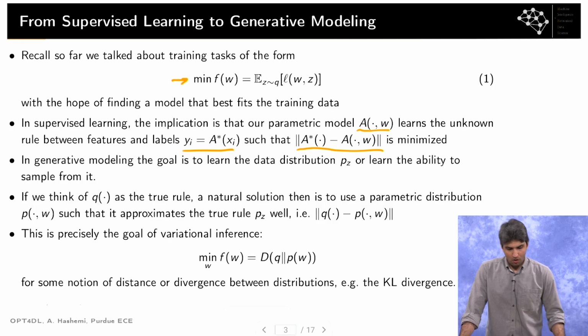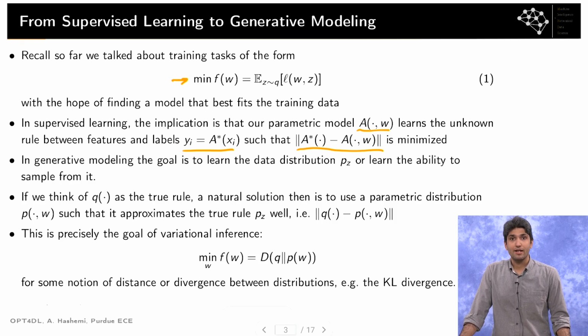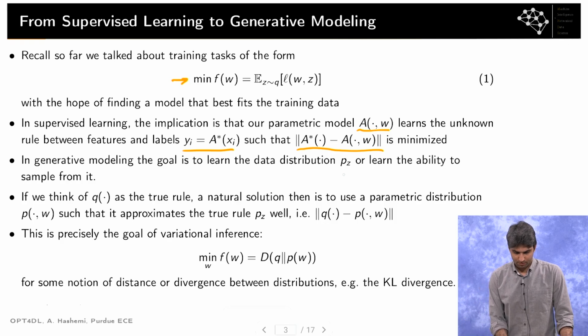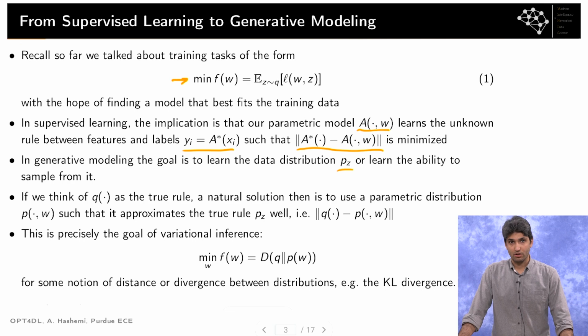Essentially this is the quantity that we are minimizing, a distance between an unknown and a parametric quantity. Now in generative modeling, the goal is kind of similar, except that instead of learning the rule between features and labels, we want to learn the underlying data distribution itself. Or, and this is more practical, we want to learn the ability to sample from it.